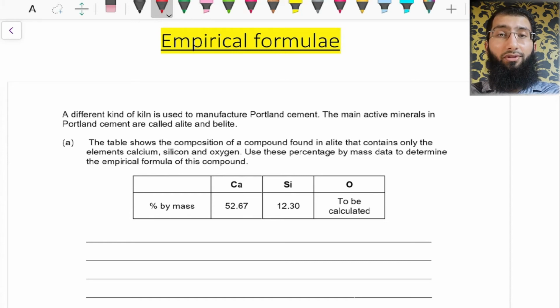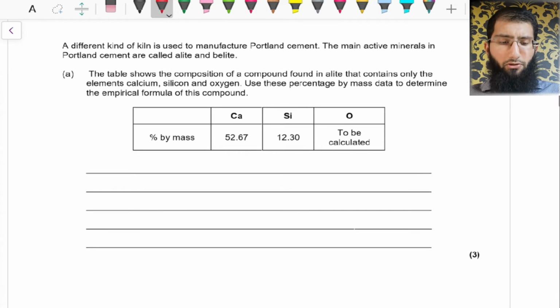In today's video, we'll be focusing on tackling a past paper question on empirical formulae. So let's get started. You've been told a different type of kiln is used to manufacture Portland cement. The main active minerals in Portland cement are called alite and belite. The table below shows the composition of a compound formed in alite that contains only the elements calcium, silicon, and oxygen. Use these percentage by mass data to determine the empirical formulae of the compound.